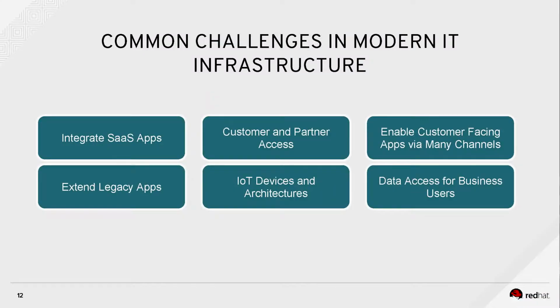The first one is integrating SaaS applications. As you procure more SaaS applications in the cloud, or your existing workloads move into the cloud, you need a way to connect those SaaS applications. Allowing customers and partners access to your enterprise systems and creating new value streams with your partners is very important. How do you do that? When you look at IoT devices and IoT architectures, how do you plan? How do you connect that data together? You have different IoT applications, how do you do that?